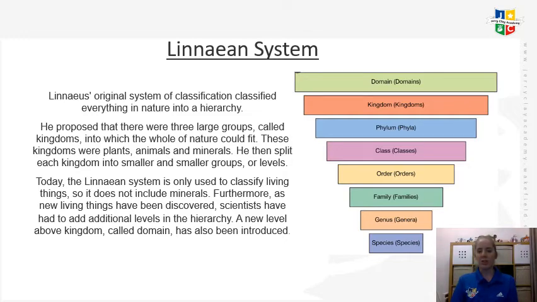And then as new living things have been discovered, scientists have had to add more levels in the hierarchy. So a new level above kingdom is called domain, and that has been introduced over time also due to the new exploration and finding of more living things, really.